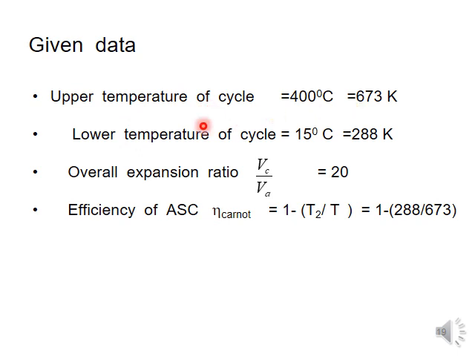T1 is 673 Kelvin, T2 is 288 Kelvin, and the overall expansion ratio Vc by Va is 20. So the efficiency of a standard cycle, that is the Carnot cycle, in terms of temperature is 1 minus T2 by T1. We got 0.58, so in terms of percentage it is 58 percent.